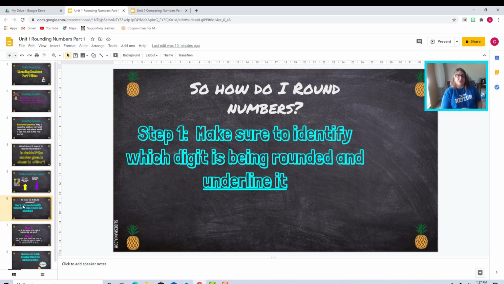So how do I round numbers? Step 1, you're going to identify which number is being rounded and you're underlining it. So if it says underline the number in the tens place, you underline the number in the tens place. If it says underline the number in the 10,000s place, you're going to underline the number in the 10,000s place.